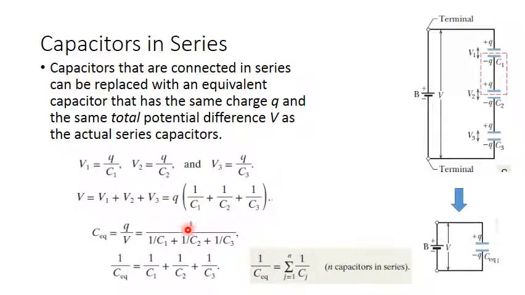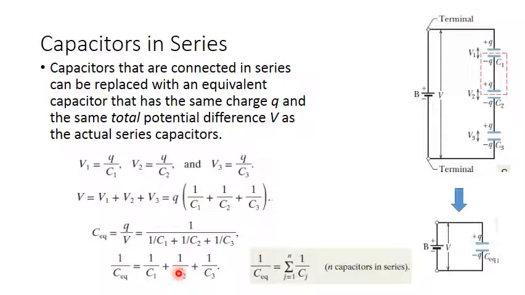So, it would be 1 over C equivalent equals 1 over C1 plus 1 over C2 plus 1 over C3. Or in other words, we can say that 1 over C equivalent equals 1 over C1 plus 1 over C2 plus 1 over C3. This comes simply from saying that V equals Q over C equivalent. So, Q over C equivalent here would be Q multiplied by 1 over C1, 1 over C2, 1 over C3. So, 1 over C equivalent would equal 1 over C1 plus 1 over C2 plus 1 over C3.